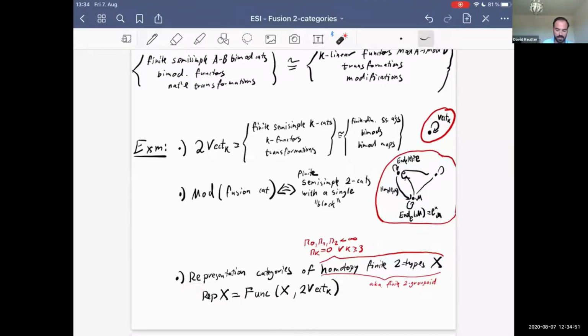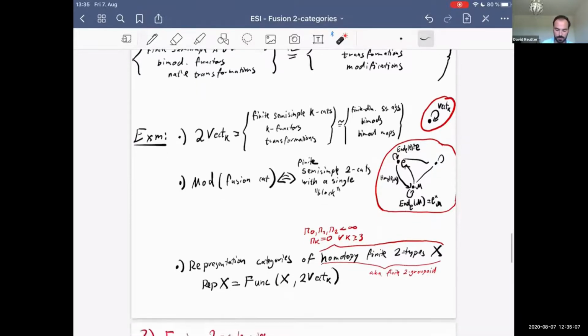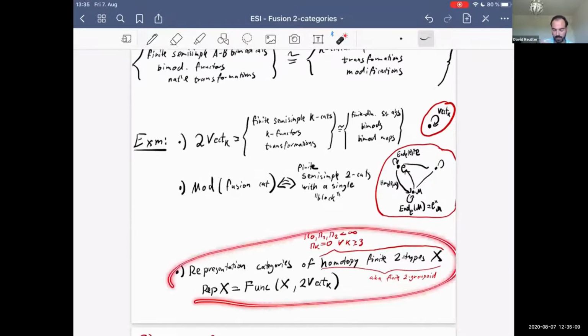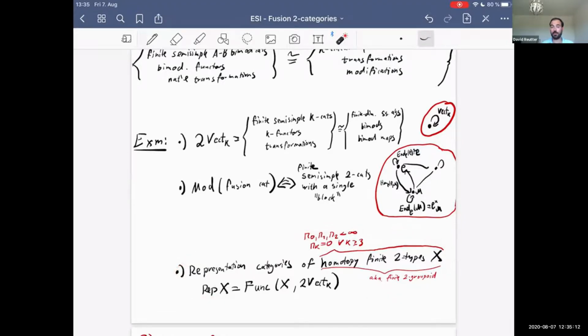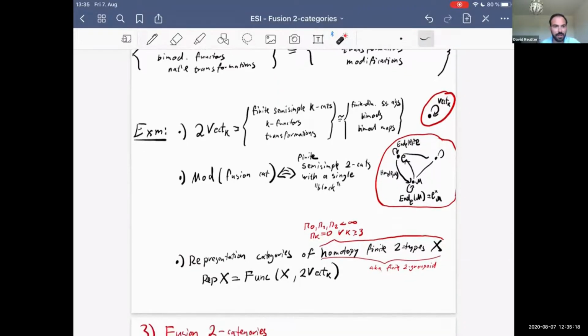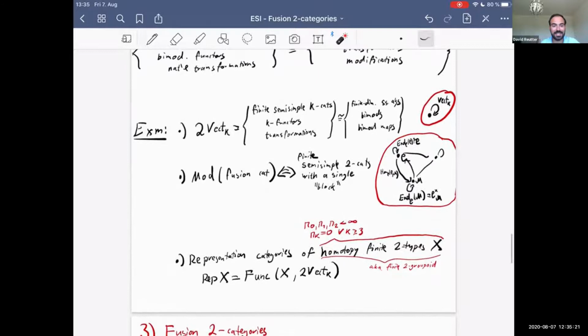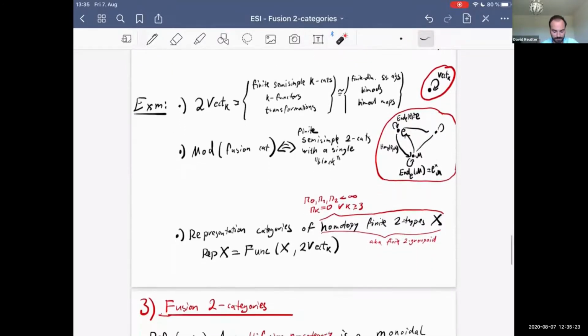A slightly different thing is you can also look at representation categories of homotopy finite 2-types, also known as finite 2-groupoids. So if I have a finite 2-groupoid, I can look at functors from this finite 2-groupoid into 2-Vect, and this again forms a semisimple 2-category. And these examples are similar to how representations of groups, or of 1-groupoids more generally, form semisimple 1-categories. Okay, so let's then finally talk about fusion 2-categories.